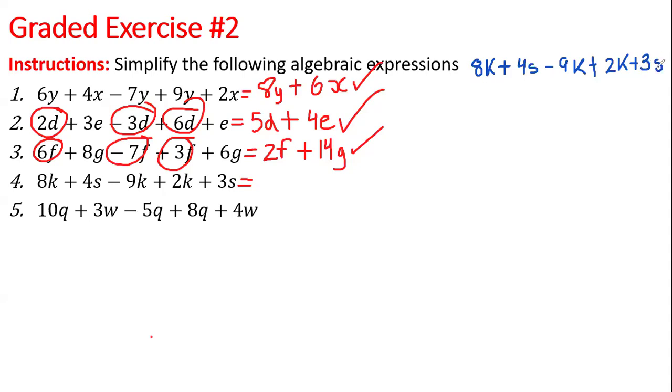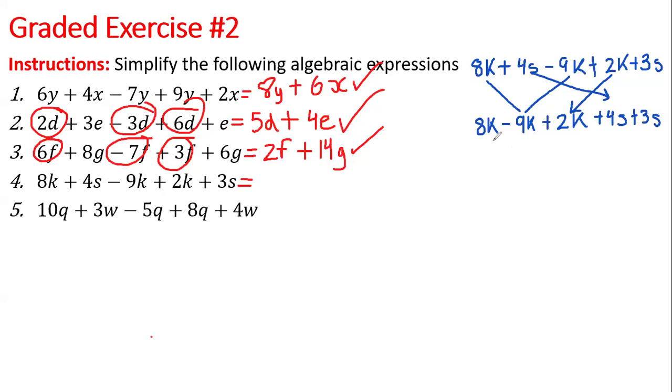So what are you gonna do? We're going to do the K's. So it's gonna be 8K and negative 9K. So it's gonna be 8K minus 9K. Bring down this 2K, right? Plus, negative 1K plus 2K. And we have the S's, so it's gonna be 4S plus 3S.